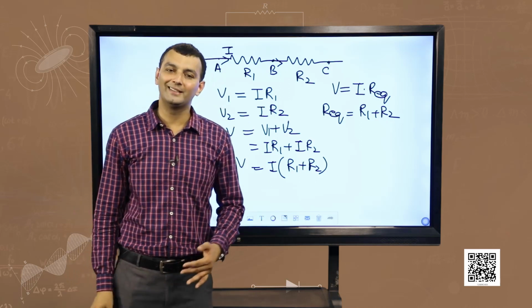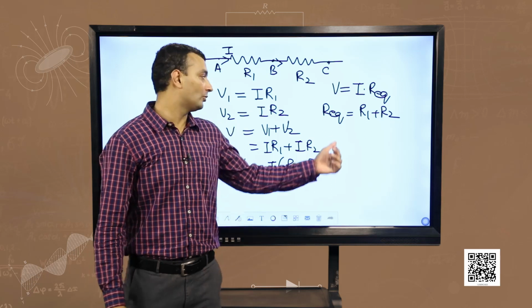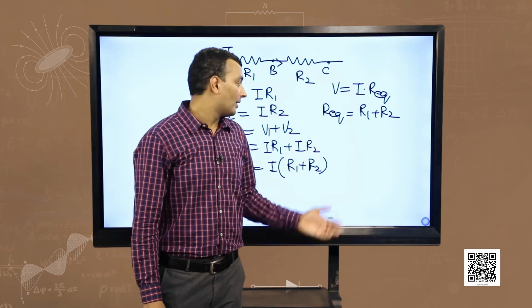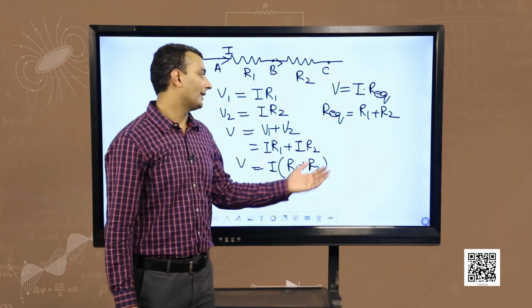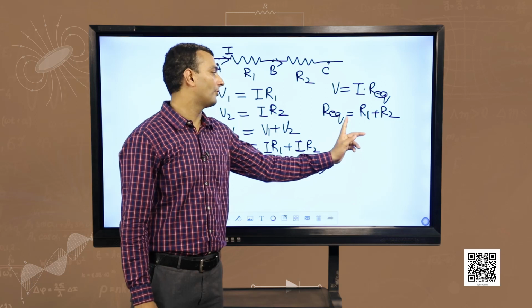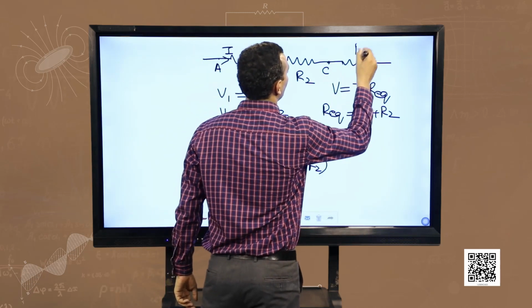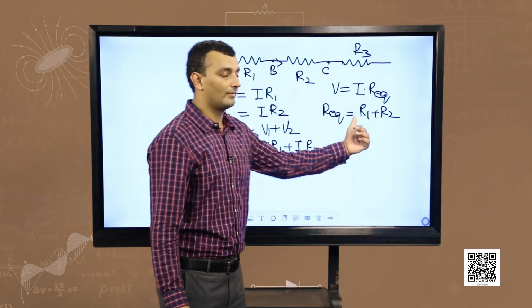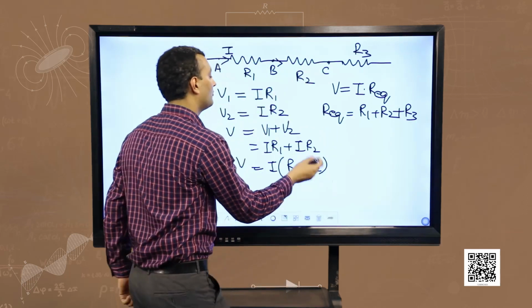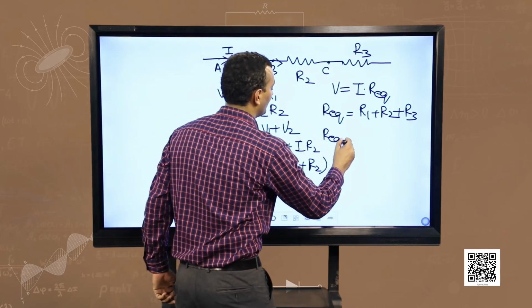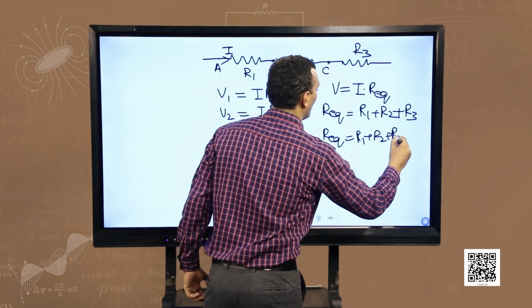If resistors are connected in series, the individual resistors are added linearly to give the resultant resistance. We can generalize this formula for a higher number of resistors also. For example, if we add another resistor R3 here, the formula will become R equivalent equals R1 plus R2 plus R3. Similarly, it can be generalized for any number n of resistors and written as R1 plus R2 plus R3 up to Rn.